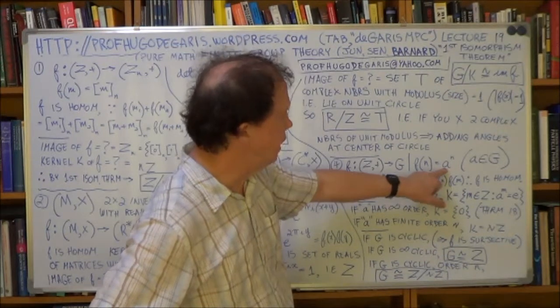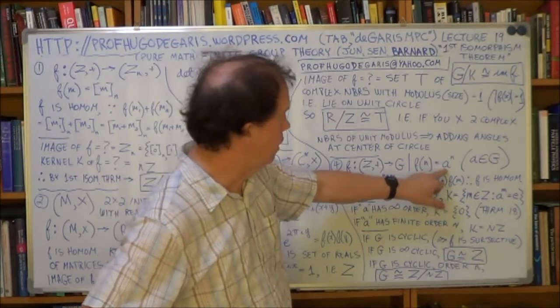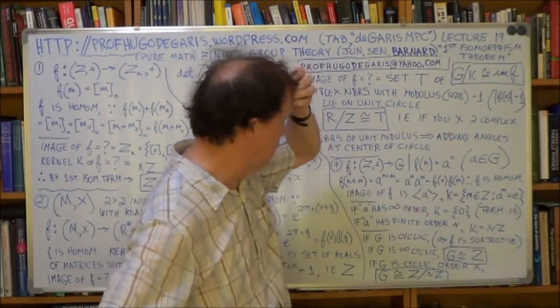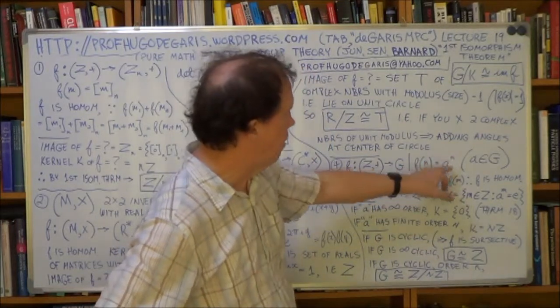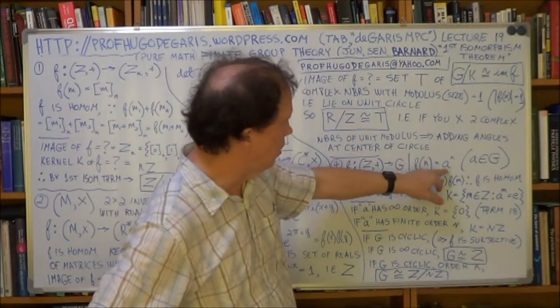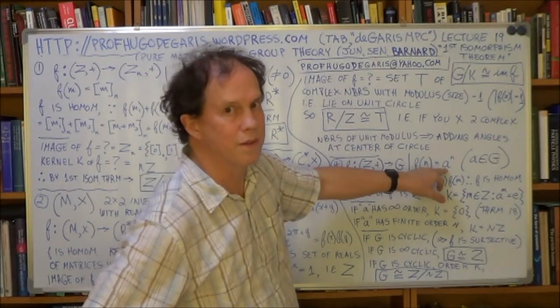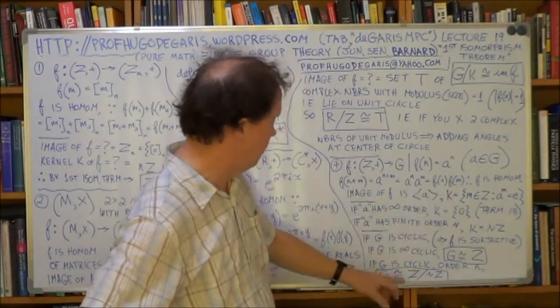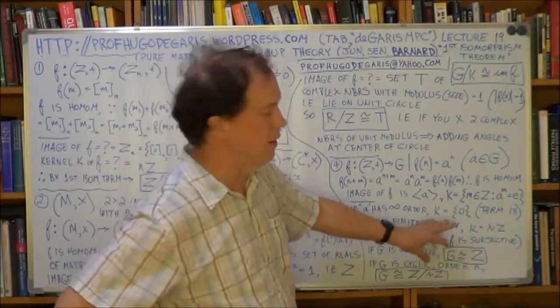That means that every element in that group can be expressed as some power of the generator. But again, I'm left with the question, why should A be the generator? So it's the same question I'm having, right? So there are some loose ends in this example.